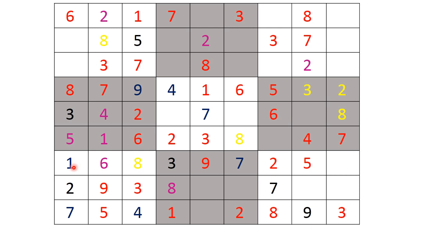Coming here, the only place for 1 would be this, as I can't enter 1 here and even here. So even I can't write 1 here as 1 is already present here. So 1 would be here. Next is 7. As I can't enter 7 here and even here, so I'll write 7 over here. Next, the only place vacant would be this, which would be 4.